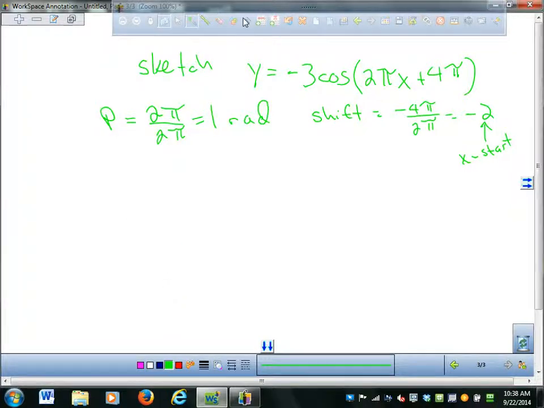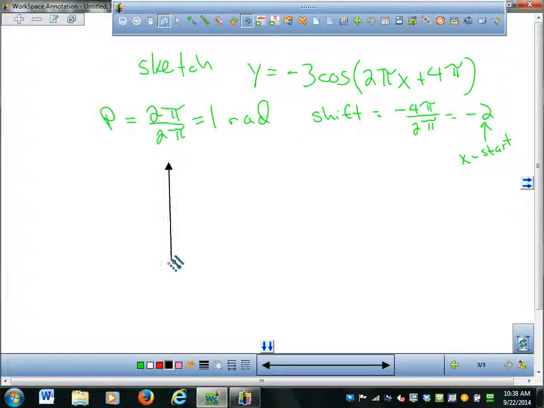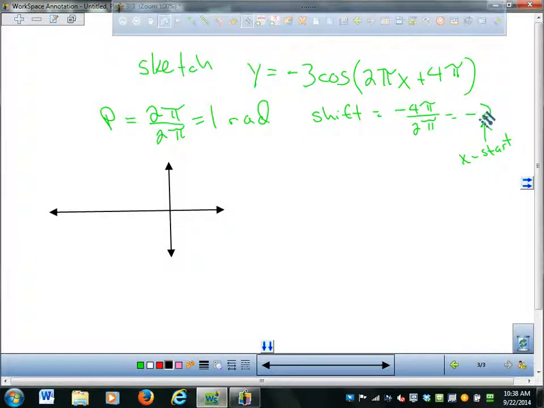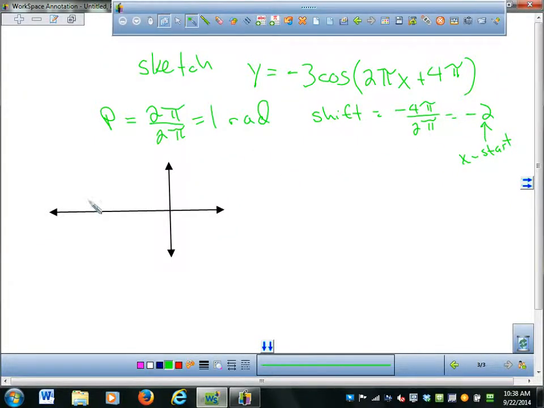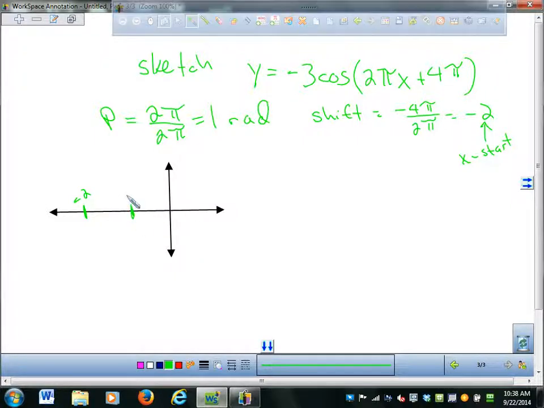And so now if I want to graph this, let's do it this way. Because we're going to be looking at 2 to the left, and my period is only 1 radian. So I want to start this at the point -2, and I need to complete 1 cycle between -2 and -1. Do you guys understand why that's -1?